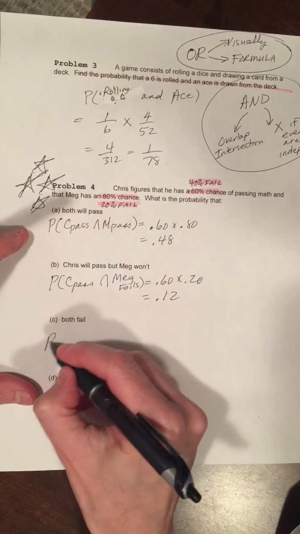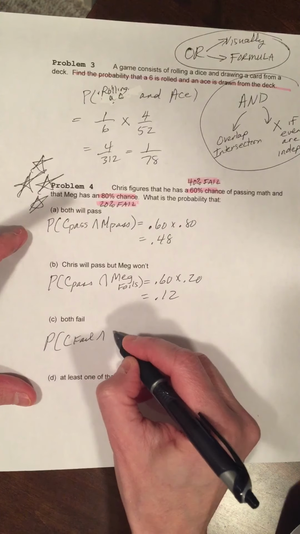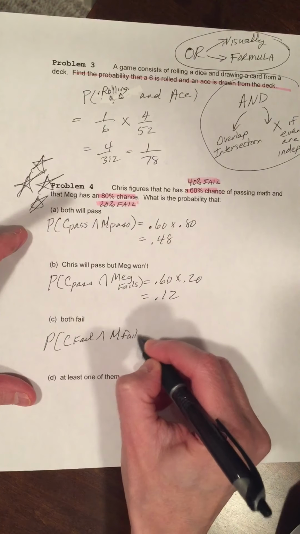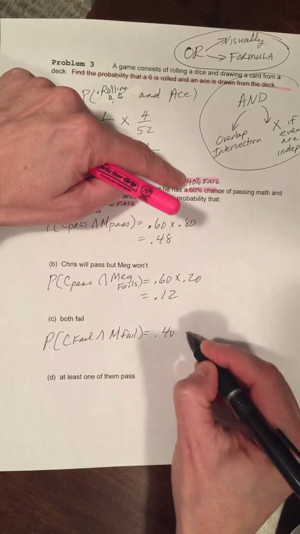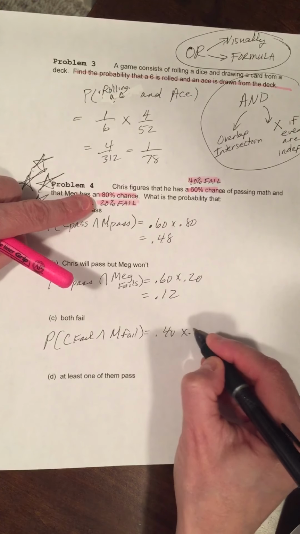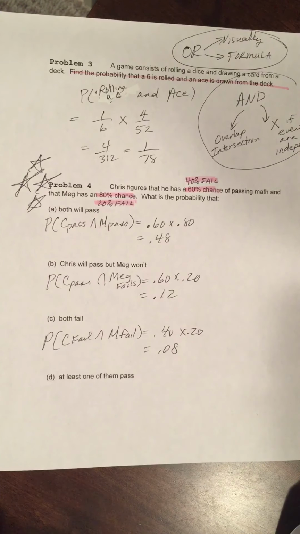What's the probability that both fail? So Chris fails and Meg fails. Again, 40% chance of Chris failing, 20% chance of Meg failing, 8%.